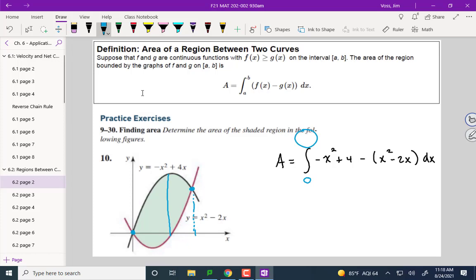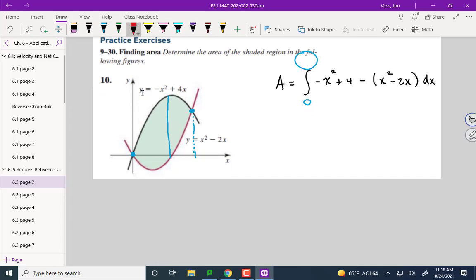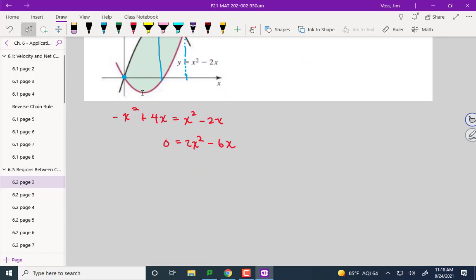Do we set the two equations equal to each other? If we set those two equal to each other, that's how we will calculate the intersection points. So we'll just set them equal. Let's add the x squareds to that side. I'll subtract 4x over to the right. Divide by 2, factor out an x. So this tells us that x is 0 or 3. That tells us the two intersection points: x is 0 on the left and 3 on the right.